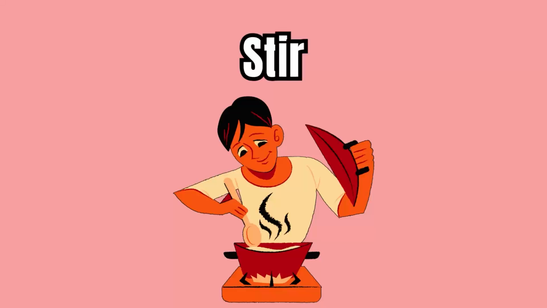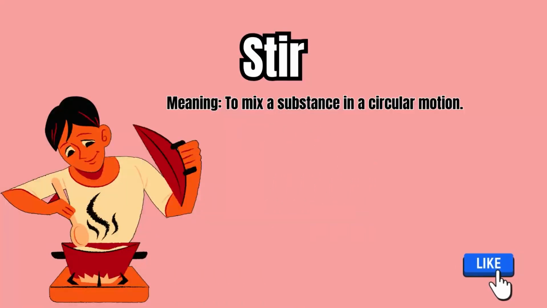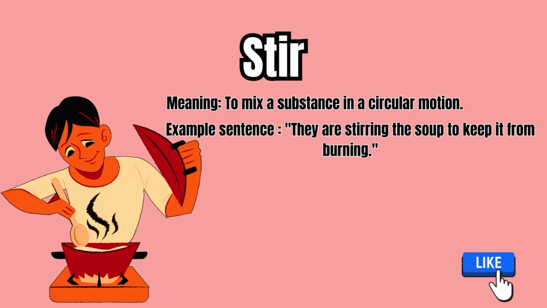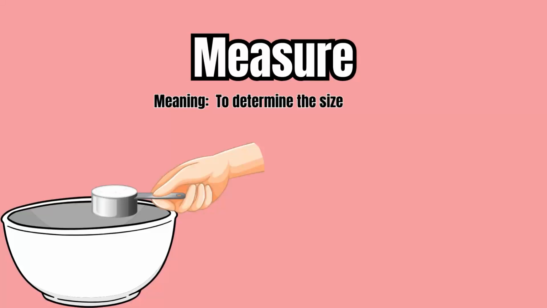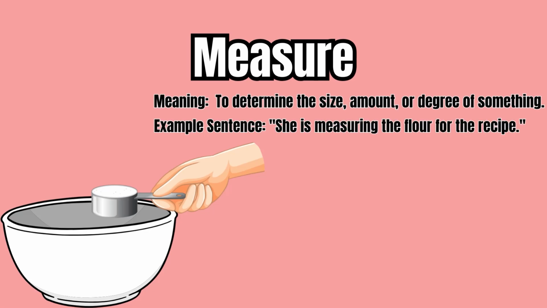Stir, meaning to mix a substance in a circular motion. Example sentence, they are stirring the soup to keep it from burning. Measure, meaning to determine the size, amount, or degree of something. Example sentence, she is measuring the flour for the recipe.